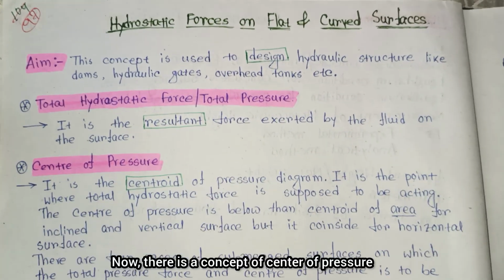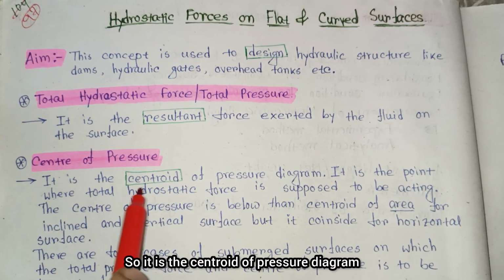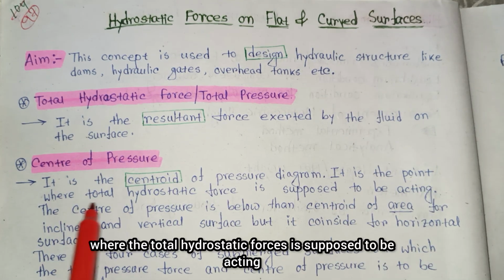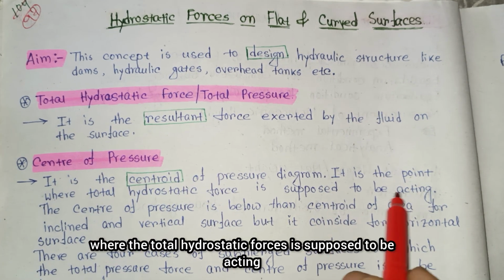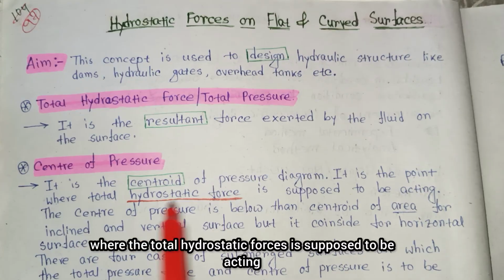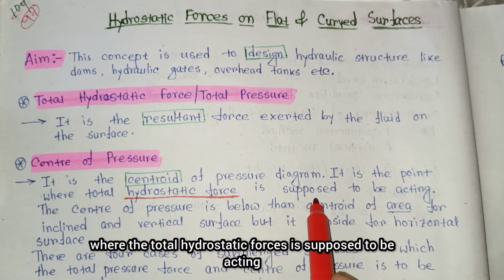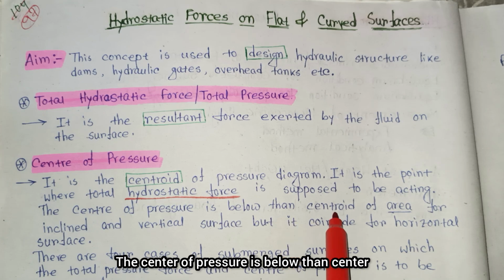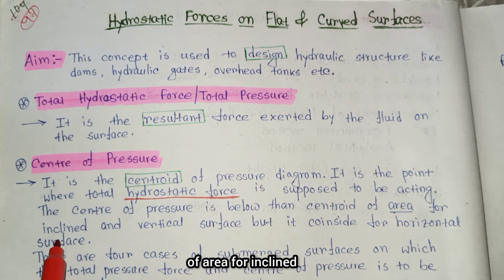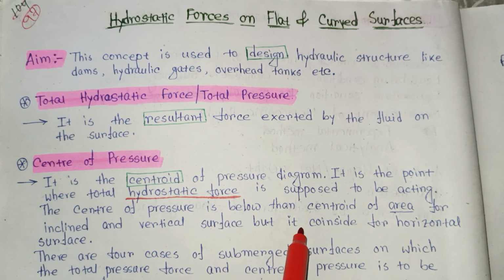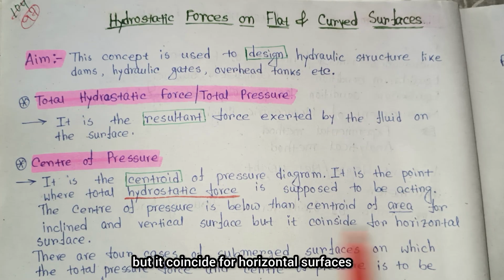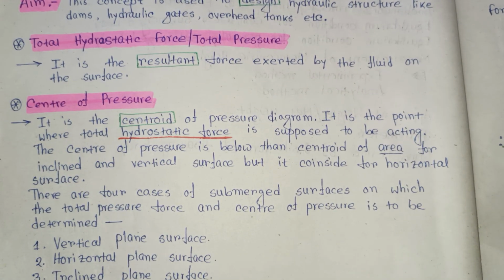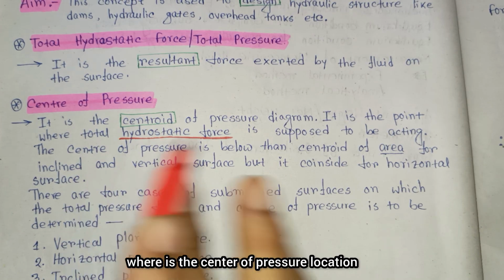Now there is a concept of center of pressure. It is the centroid of the pressure diagram. It is the point where the total hydrostatic force is supposed to be acting. This is very important. The center of pressure is below the center of area for inclined and vertical surfaces, but it coincides for horizontal surfaces. So we'll learn where the center of gravity location is, where the center of area location is, and where the center of pressure location is.